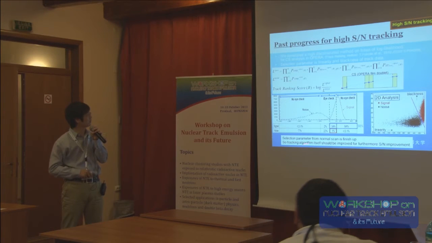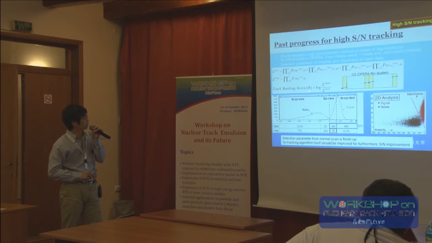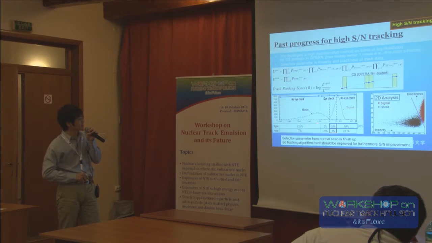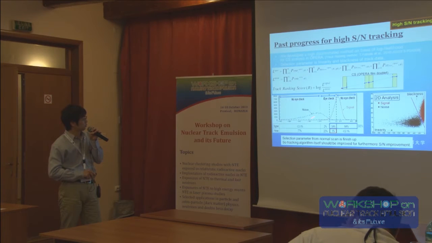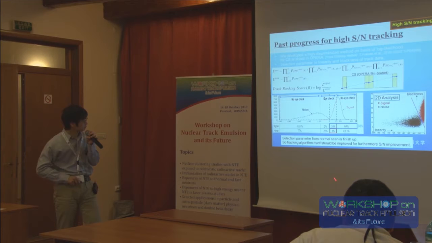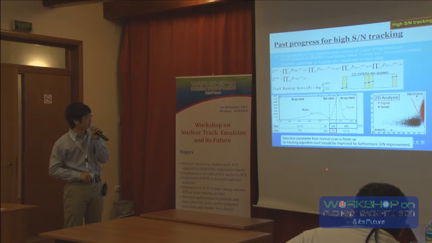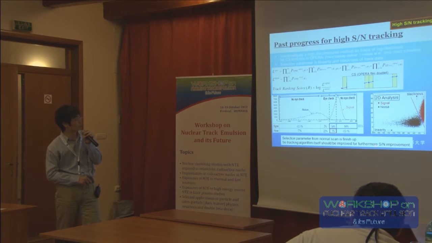And the point is we evaluate the track linearity and the blackness of the data. This is signal and noise. This area needs no eye check, and this area also needs no eye check, so automated judgment. But the selection parameter from a normal scan is already finished. So the tracking algorithm itself should be improved for further S/N improvement.